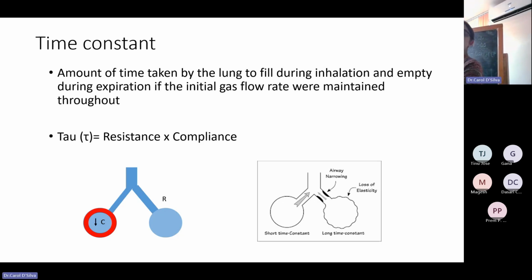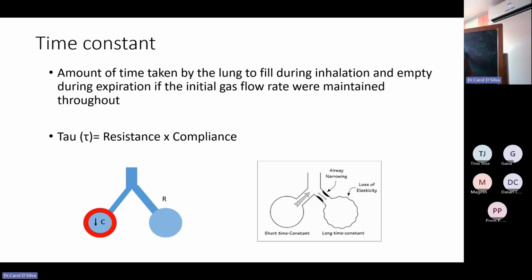Okay? So time constant, a very simple way, is basically the time taken by the lung to fill during inhalation and empty, if the same gas flow rate is maintained. And this is given by the product of resistance and compliance. This is a tough concept for you guys. I don't even want you all to break your head too much about it, but I'm trying to make it simple. Just think of a stiff balloon or a stiff straw. If it's a stiff balloon, compliance is less or more? Less compliant. Okay, and if the straw is thinner, resistance is more. So if the resistance is more, what happens?